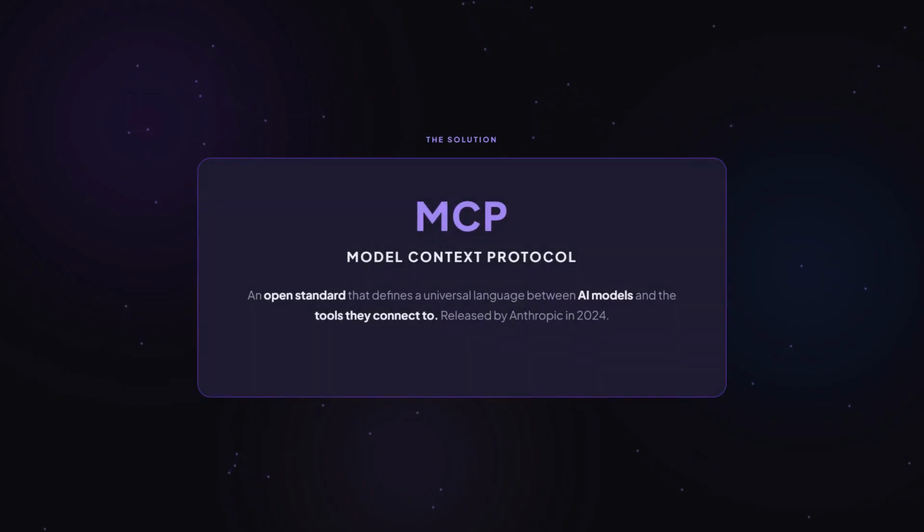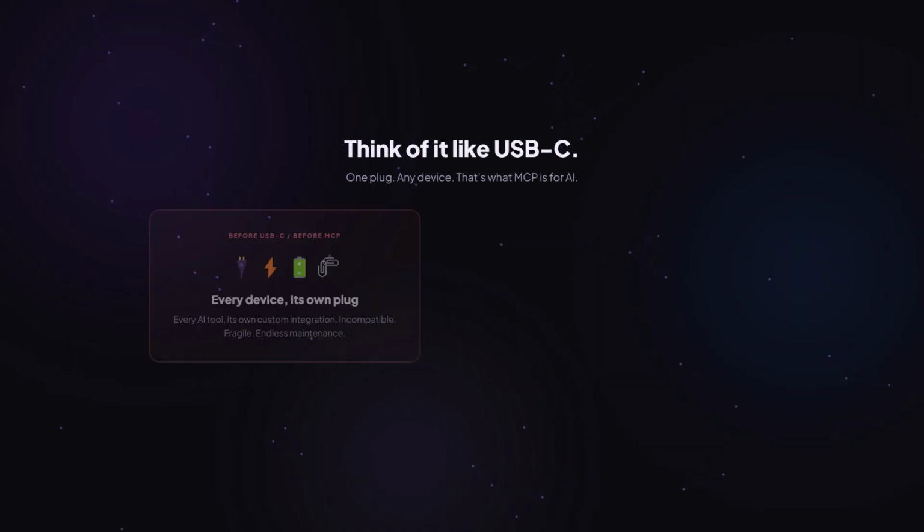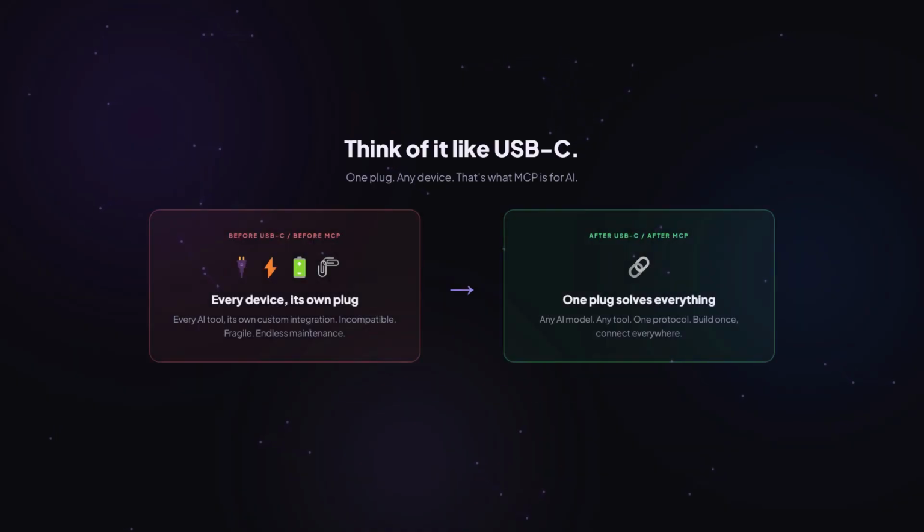Enter MCP, Model Context Protocol, an open standard released by Anthropic in 2024. It defines a universal language between AI models and the tools they connect to. One standard for everything. Think of it like USB-C. Before USB-C, every device had its own plug, total chaos. Then one connector solved it all. MCP does the same thing for AI, one protocol, any tool, any model.